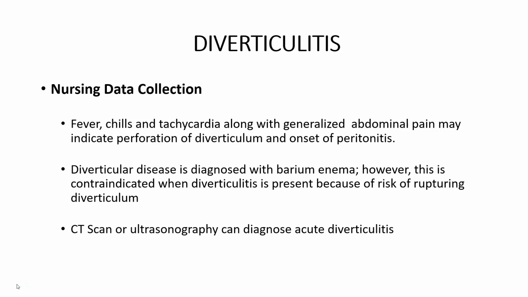Also, while we're collecting data, and we kind of talked about this, a patient will complain of fever, chills, guarding of the abdomen. They may have some abdominal rigidity. They may have tachycardia. Like we said before, when that diverticula ruptures, it will cause peritonitis, when that fecal material spills into that peritoneal cavity.